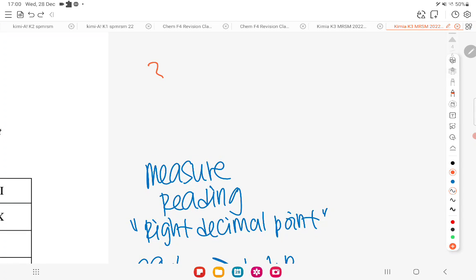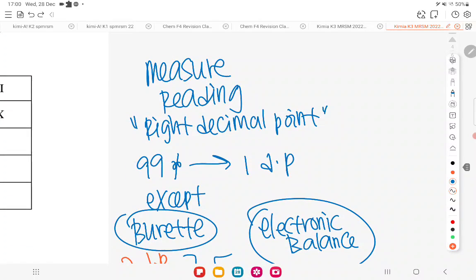So many students only write 30 or only write 40. They didn't put the right decimal point. That is wrong. So they are very particular about the decimal point when it comes to paper 3. So listen. What is the right decimal point you should put? 99% of the time, you will use 1 decimal point.